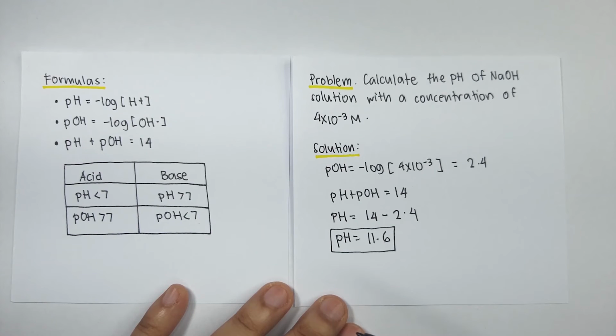Next is gamitin natin itong formula na ito. pH plus pOH equal to 14. So, to get the value for pH value, we have pH is equal to 14 minus pOH. That is equal to 11.6.